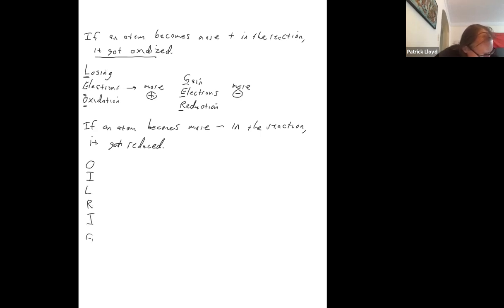And that is oxidation is loss of electrons, right? Reduction is gain of electrons, right? You just have to remember that if you gain electrons, you're going to become more negative because electrons are negative. If you lose electrons, you're going to become more positive.